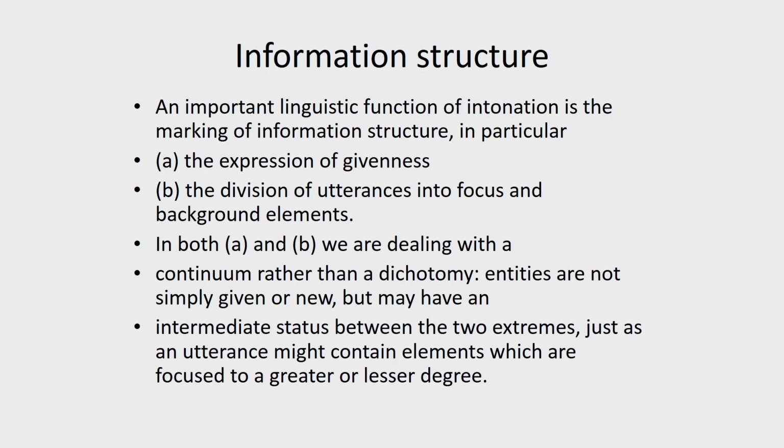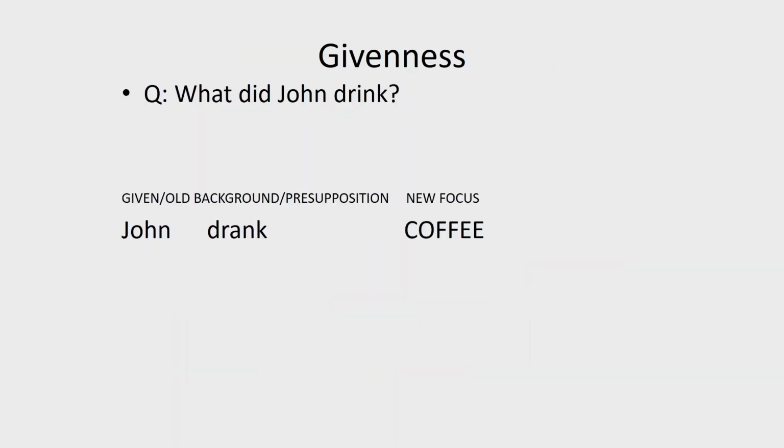And an important linguistic function of intonation is the marking of information structure in particular. And to express givenness, second to show the division of utterances into focus and background elements. And it is also sort of a continuum rather than a dichotomy, because entities are simply not given or new, and also there may be intermediate levels between the 2 extremes. So here is an example of givenness.